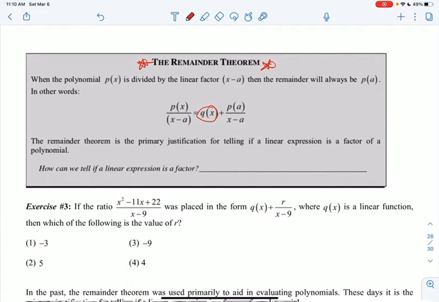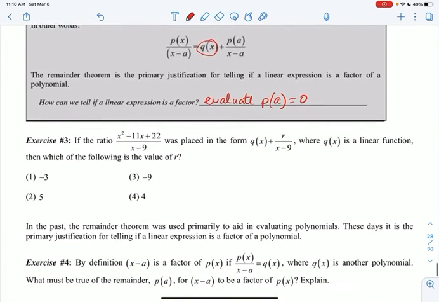So the remainder theorem is the primary justification for telling if a linear expression is a factor of a polynomial. How can we tell if a linear expression is a factor? If you evaluate p of a and you get 0, then that means that must have been a factor. All right? So let's look.